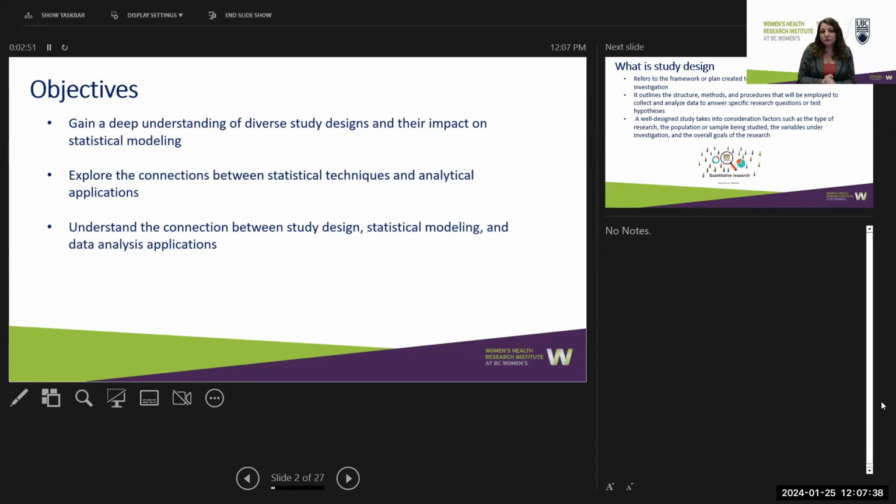So objectives for today's series will be understanding the diverse palette of study designs, and each study design is related to specific statistical modeling. So we're going to talk about how those are related, and we'll explore the connection between different statistical techniques and analytical observations and applications, and also understand the connection between them.